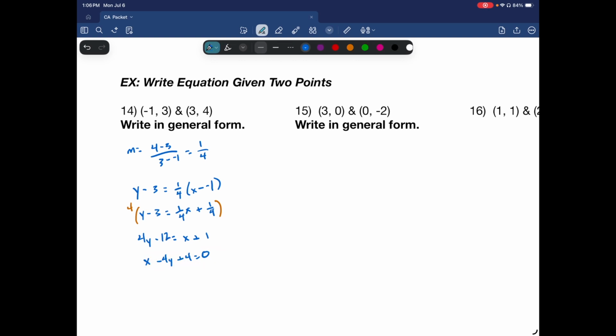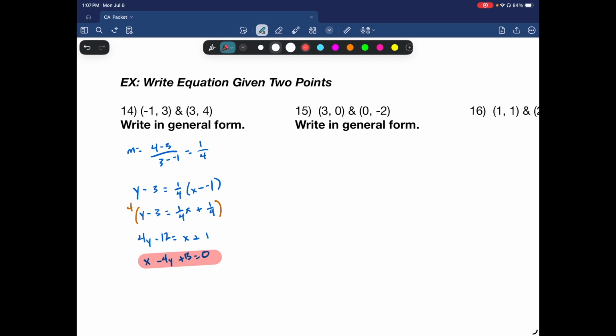All right, so I made a mistake. When I multiply 4 by y, I got 4y, but I didn't multiply by 3. 4 times 3 is 12, so that should be 4y minus 12. And then when I move this over, that should be plus 13. All right? So now, that is your answer.